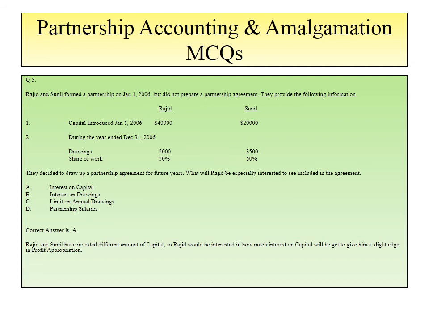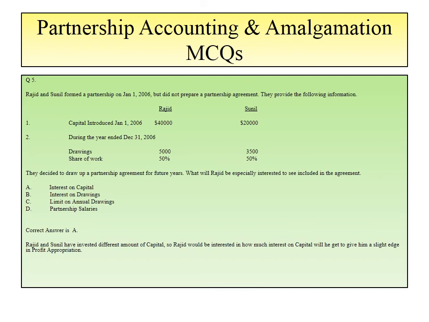They decided to draw up a partnership agreement for future years. What will Rajit be especially interested to see included in the agreement? I think Rajit would be interested in the interest on capital, because Rajit has invested $40,000 in the business and Sunil has invested only $20,000. So Rajit is expecting some interest on the capital he has invested.